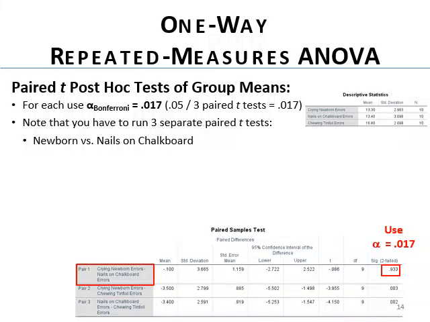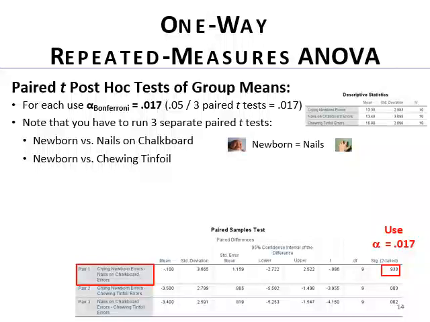There's our sig. So that's crying newborns compared to nails on a chalkboard, the number of errors, that's 13.3 and 13.4. Did they significantly differ? Heck no. That is not less than 0.017. So they made equal numbers of errors for all intents and purposes under those 2 conditions: newborns screaming and nails on a chalkboard. How about newborn versus chewing tinfoil?